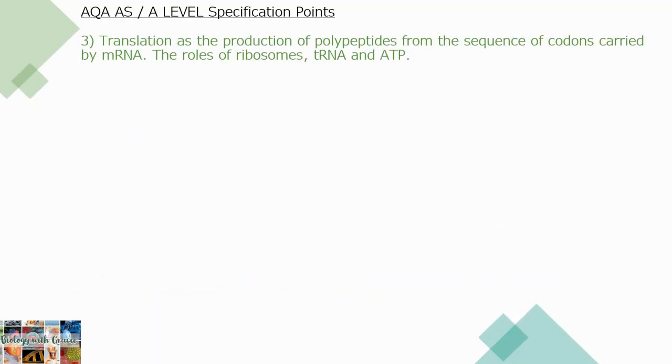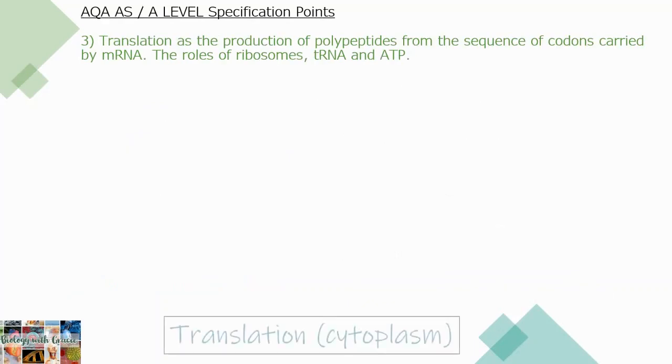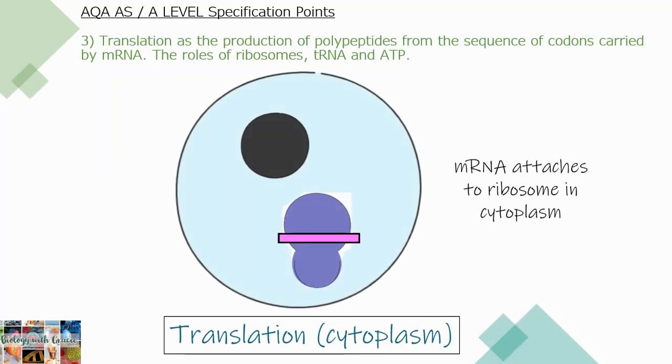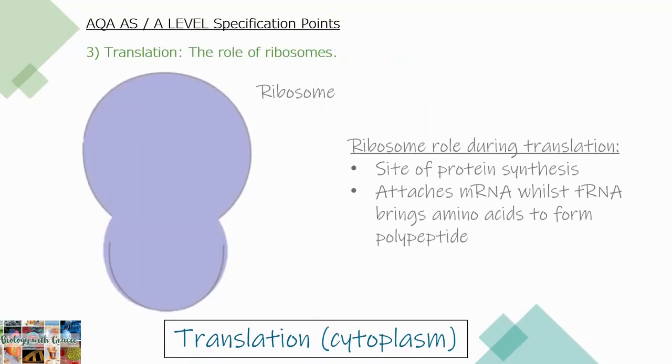Now we're going to discuss translation, and this occurs in the cytoplasm. When mRNA leaves the nucleus, it then attaches to the ribosome in the cytoplasm. Ribosomes play an important role during translation. They are the site of protein synthesis, and they are also the place where mRNA attaches, whilst tRNA brings amino acids to form the polypeptide.